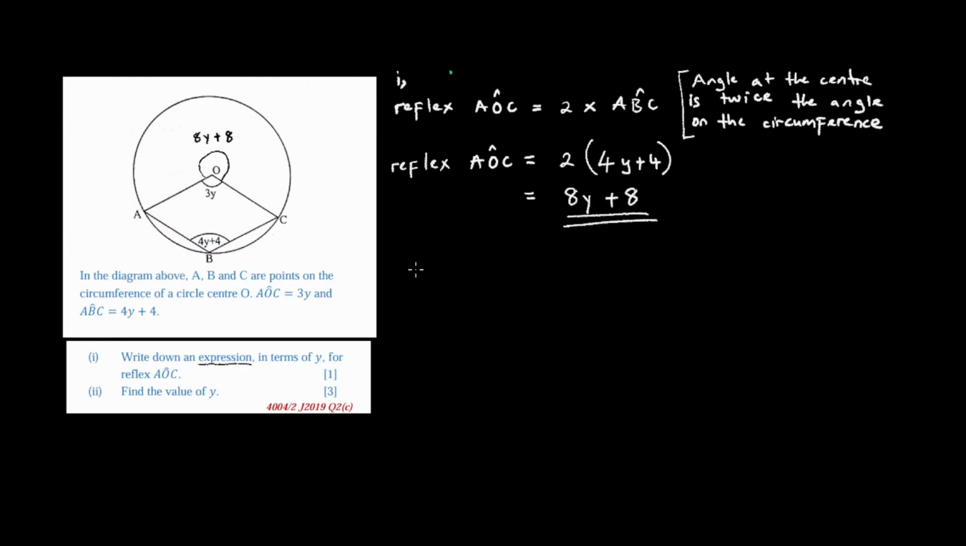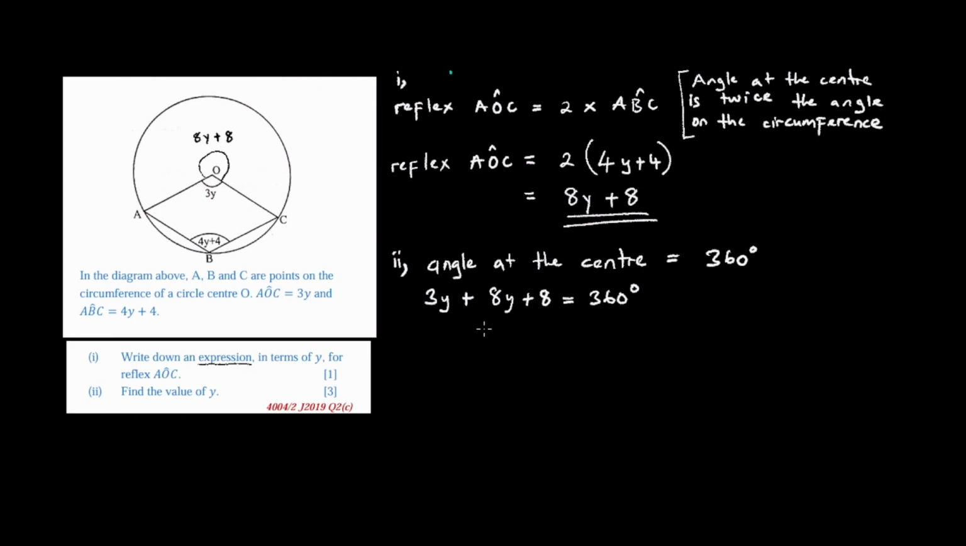Okay, what does part 2 require of us? Find the value of y. Saka the value of y ainetsi, because we should know that angle at the center is a complete revolution, and a complete revolution is 360 degrees. Saka angle at the center is 360 degrees. Kuda kuti tikaedha maangles ari twaya anofanirwa kuti pa 360 degrees. 3y plus 8y plus 8 should be equal to 360 degrees.